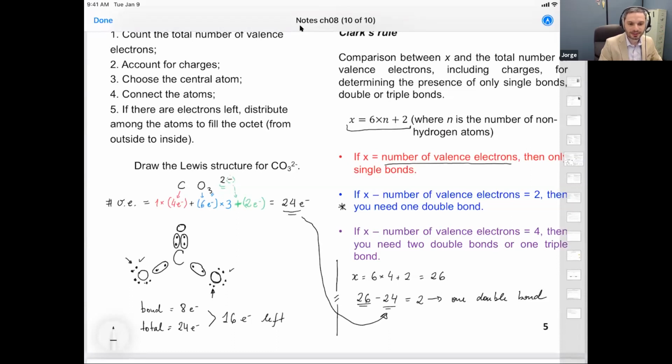And finally, let's take a look at the oxygen at the top of the structure. This oxygen has 1, 2, 3, and 4 electrons from the double bond. It's not 8, so therefore we need to add 4 more electrons to complete the octet. 1, 2, 3, and 4. So now this oxygen has the octet filled, and therefore achieved stability.